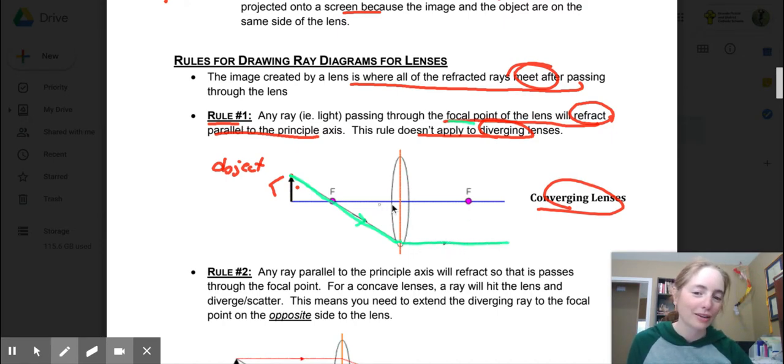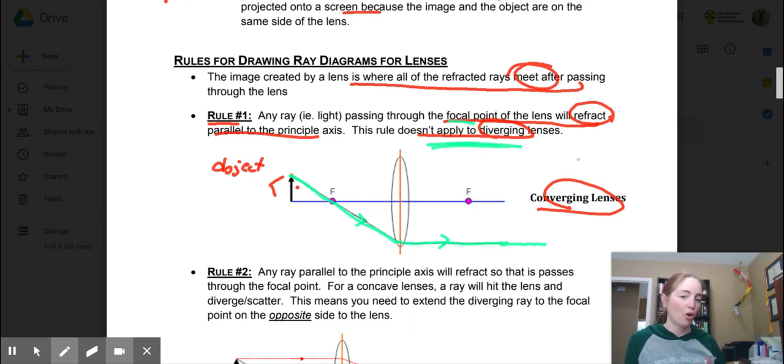Notice it's parallel to the principal axis. The ray of light went from the tip of this object, went through the focal point, and will then refract to go this way. Okay. And once again, it does not apply to a diverging lens. It only applies to a converging lens. Okay, now remember that this object is going to be reflecting beams of light from all over it.